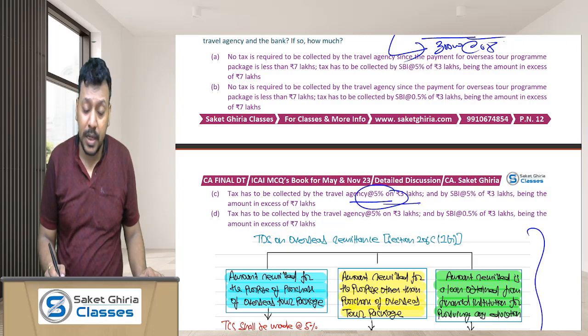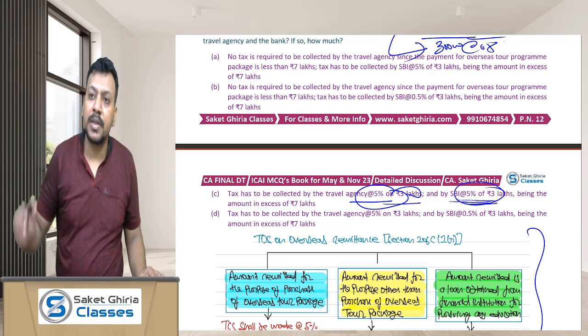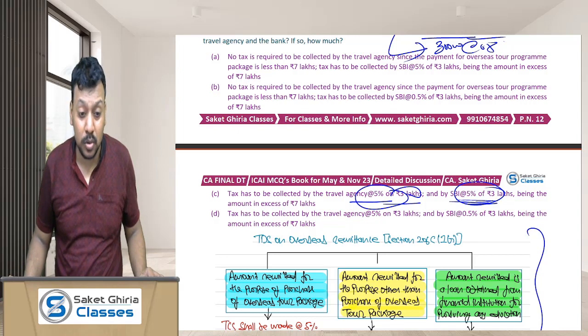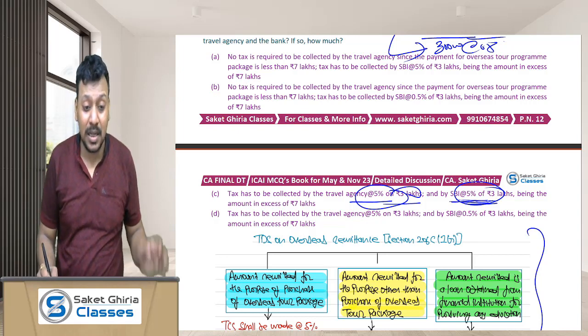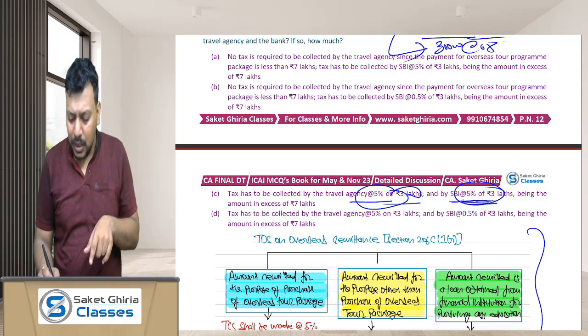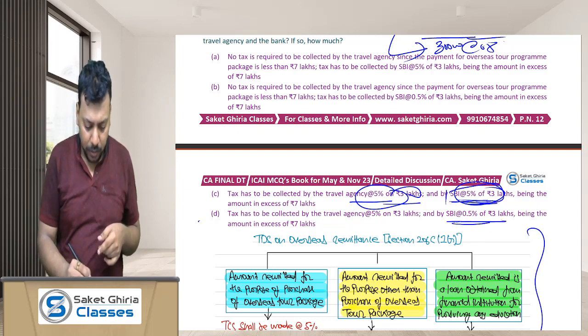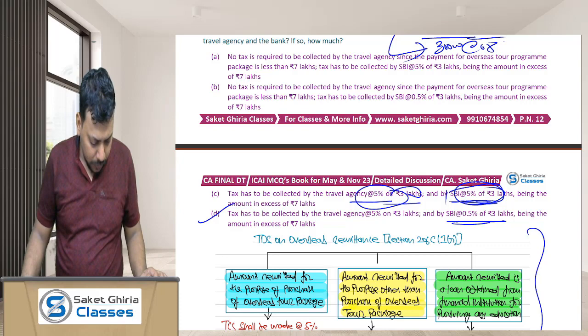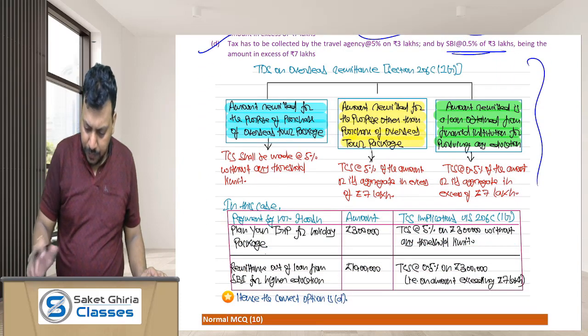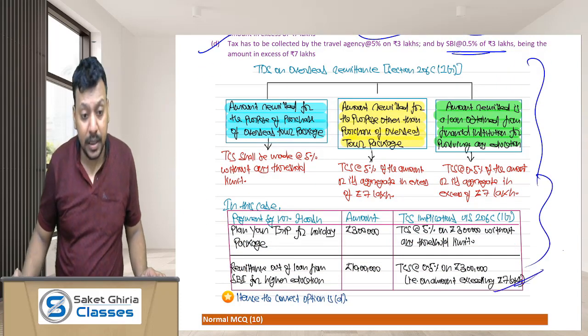On the 5% of 3 lakh means what is this 3 lakh? Sir, holiday package. And at the rate of 5% on 3 lakh by SBI. Sir, SBI has been remitted the money as a loan. No, sir, but since it is taken by way of a loan, so not at the rate of 5%, but yeah, at the rate of 0.5%. So the correct option is D. Okay, so the correct option is D. So dear friends, in here we have given the detailed explanation.